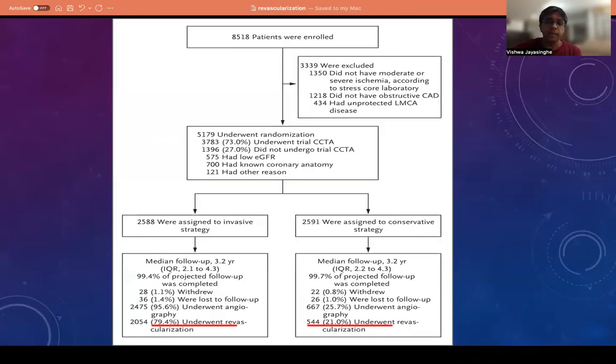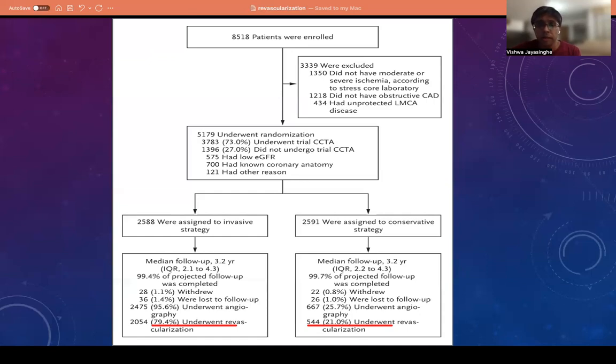So let's see what is happening here. About 8,000 patients and 3,000 were excluded. So 5,000 underwent randomization. And then out of that, about 3/4 underwent a CT coronary angiogram. However, about 25% didn't undergo CTCA. Out of that 25% also, roughly 700, about 50%, had known coronary anatomy by angiogram.